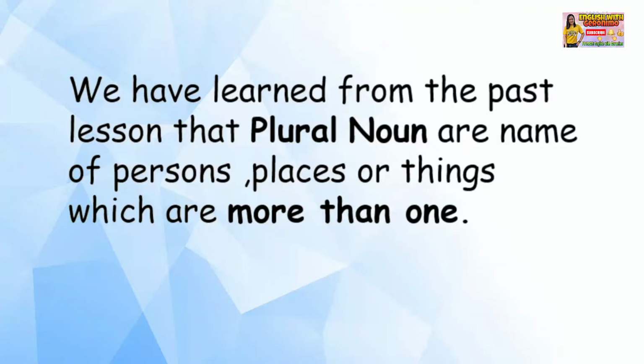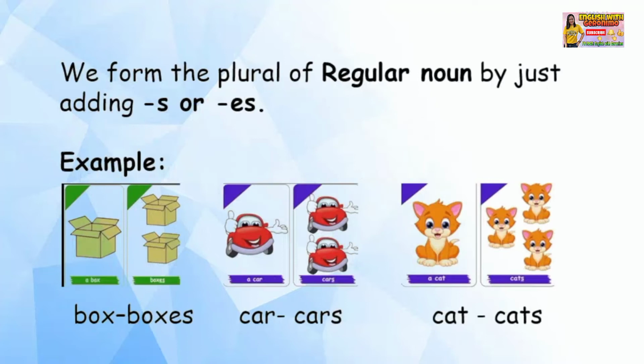How do we write the plural form of regular nouns? Very good. We form the plural of regular noun by adding s or es. Example: box, boxes; car, cars; cat, cats.